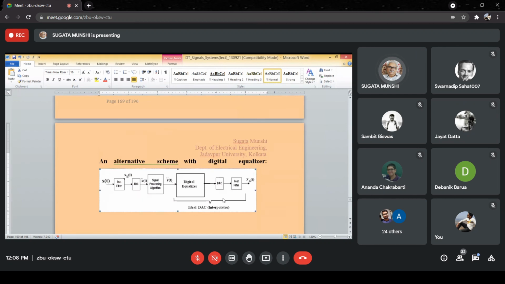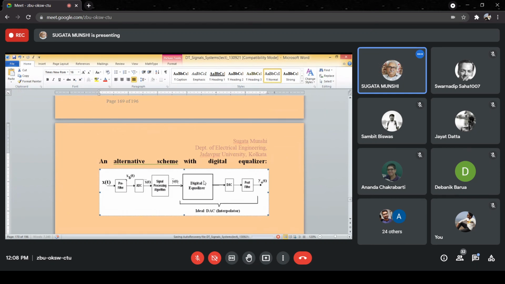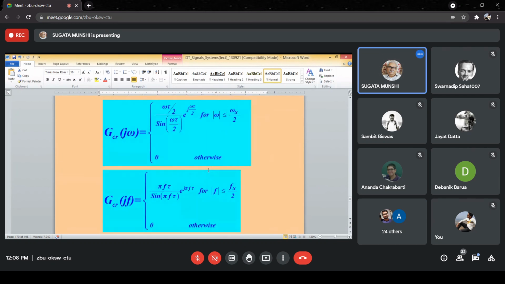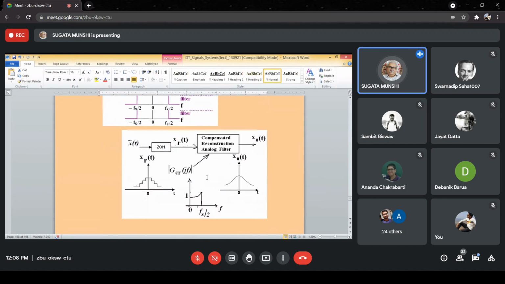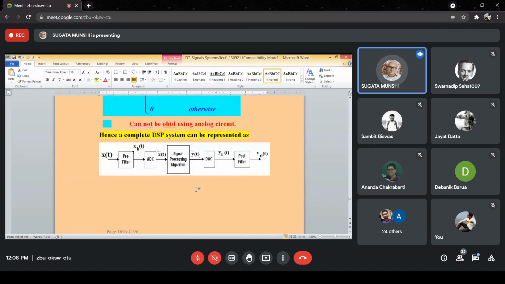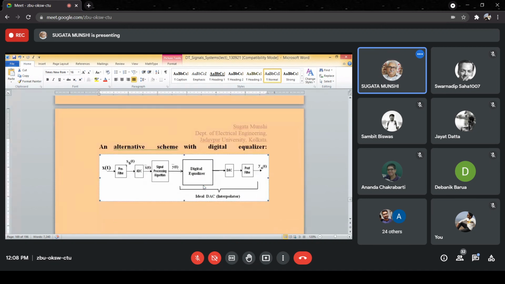So this is the last part. Now, because this so-called digital equalizer prior to DAC will also not be able to attain exactly this type of characteristic, there is a need for some post filter after this DAC, low pass filter. So that completes today's discussion.